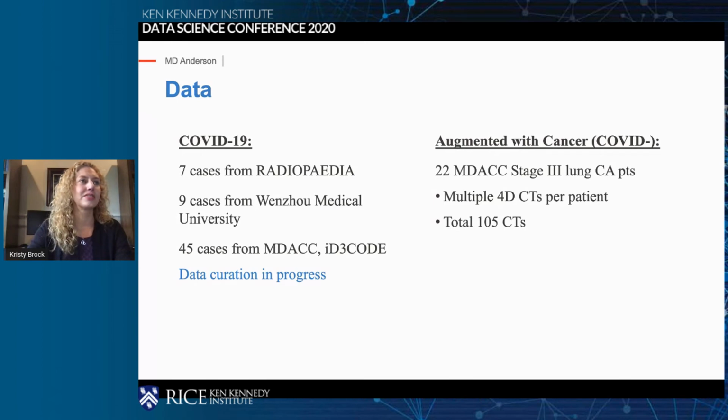So here's a summary of the data. It's a combination of publicly available data sets as well as some cases from MD Anderson. This data curation is in progress. We've also augmented this for some of the purposes of the segmentation work to include advanced lung cancer patients because of some of the similarities that we see between these.